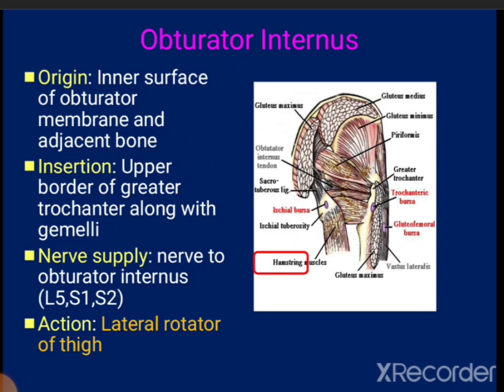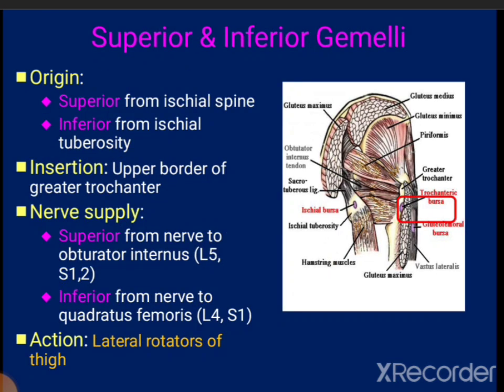Then obturator internus, it arises from the inner surface of the obturator membrane and the adjacent bone, inserted on the upper border of greater trochanter along with gemelli. Nerve supply is by the nerve to obturator internus. Action is the lateral rotation of the thigh.